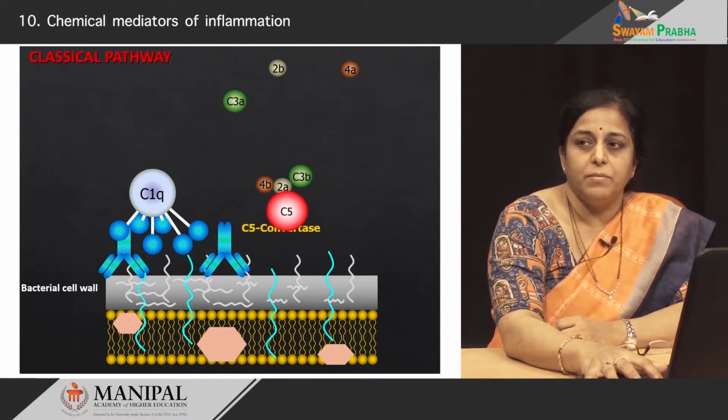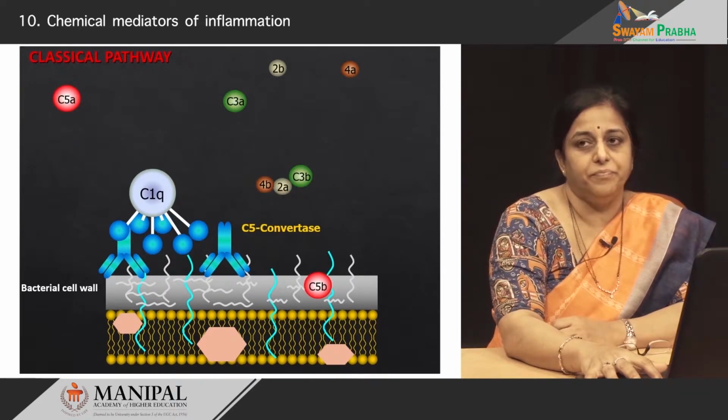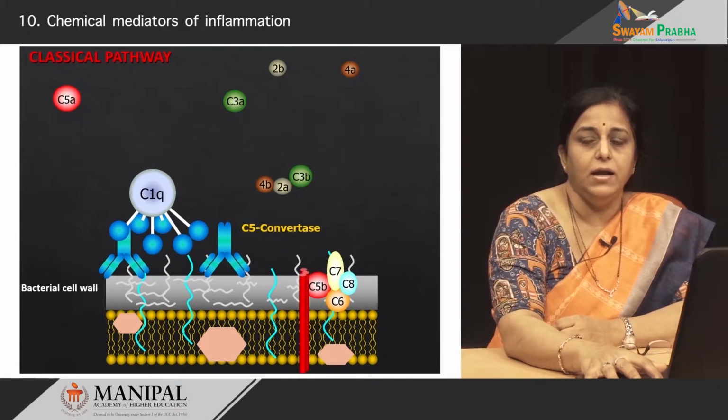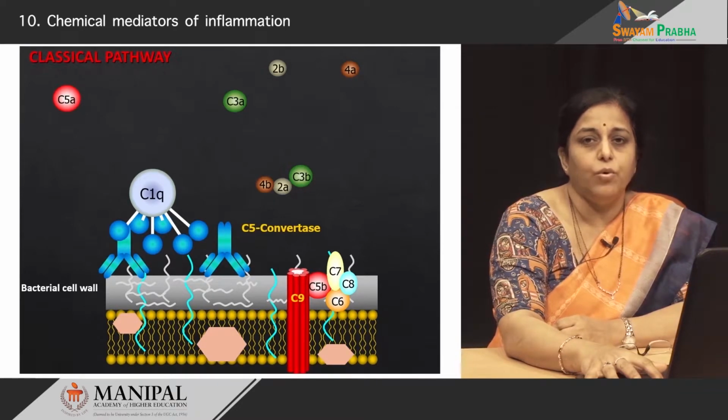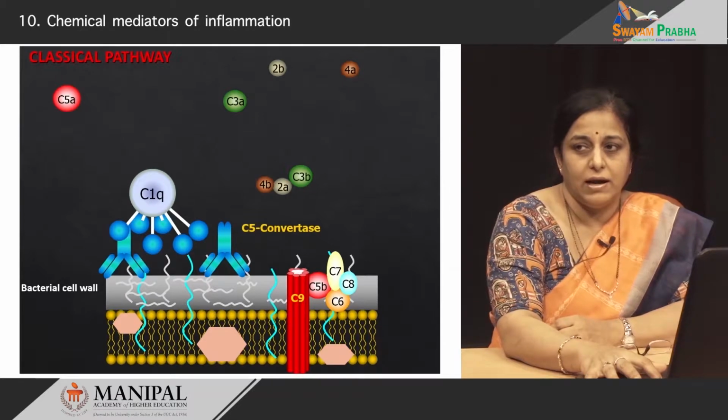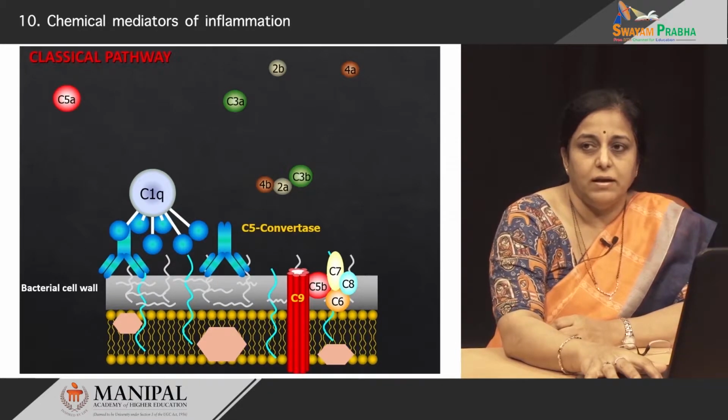So, C5 comes and binds to this and gets split to C5A and C5B. Now, the C5B that is generated here binds to the bacterial cell wall. Now, this consecutively activates C6, C7, C8 and several of C9, which forms a pore or drills a hole into the membrane of the bacterial cell wall, resulting in cellular lysis. So, this is the classical pathway.